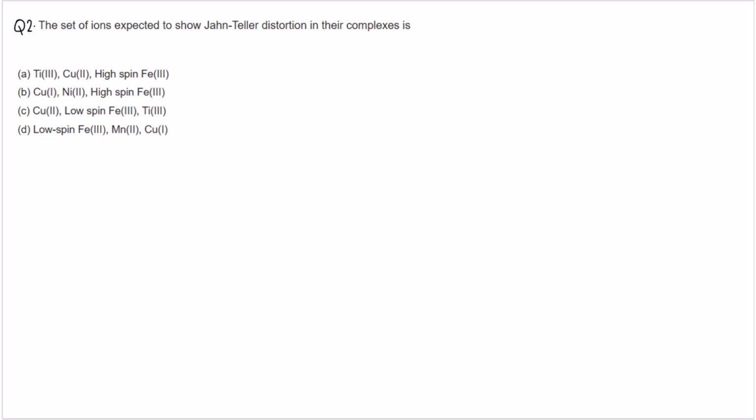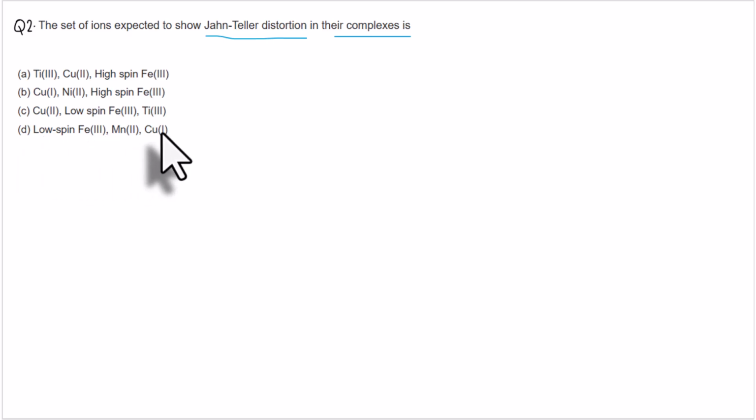Okay, so let's get started, noting that you have some knowledge of this background on Jahn Teller distortion. The question says: the set of ions expected to show Jahn Teller distortion in their complexes is, and we have four options. Option A has titanium 3, copper 2, high spin Fe3. Option B has copper 1, nickel 2, high spin Fe3. Option C has copper 2, low spin Fe3 and titanium 3. Option D has low spin Fe3, manganese 2 and copper 1.